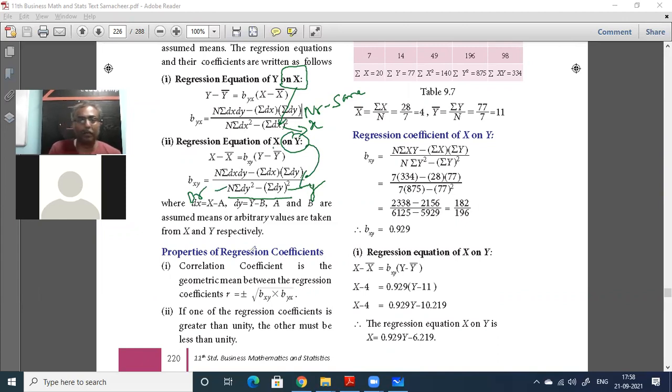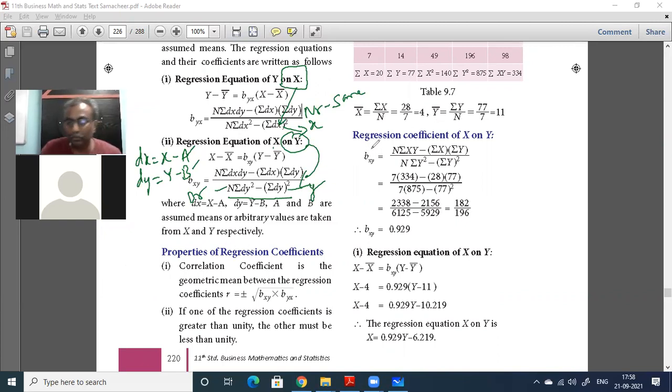That's all. What is dx? What is dy? It is all the same as in the correlation coefficient. dy is equal to y minus the assumed mean for data set B, and dx is x minus the assumed mean for data set A. You have to take these. Very similar to the previous one.